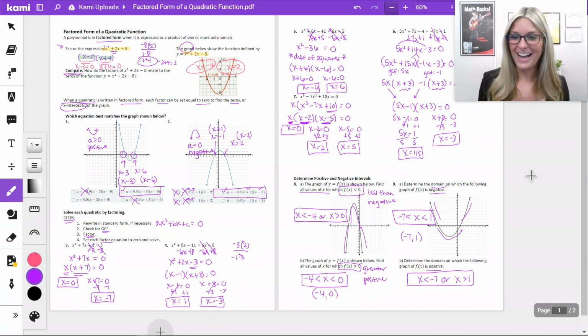We practiced factoring our quadratics. And then lastly, those positive and negative intervals, which is review from earlier in the year.